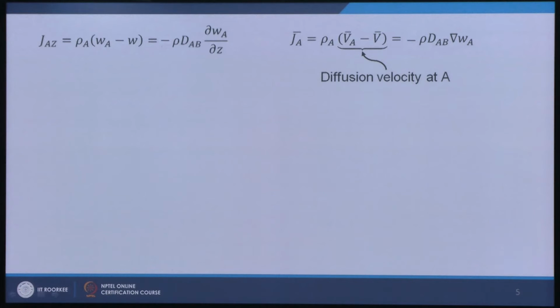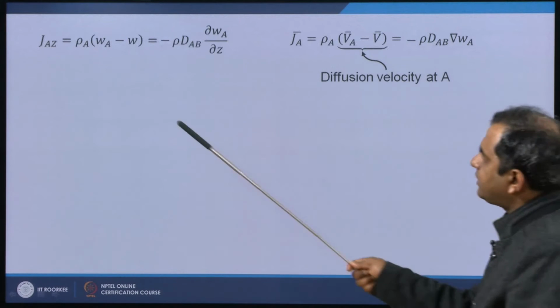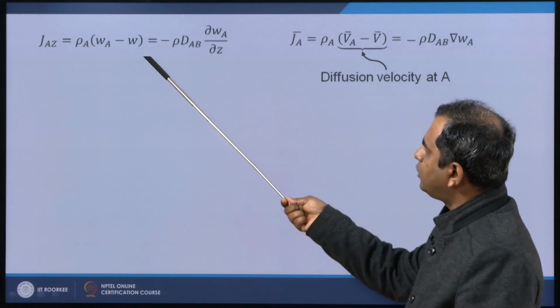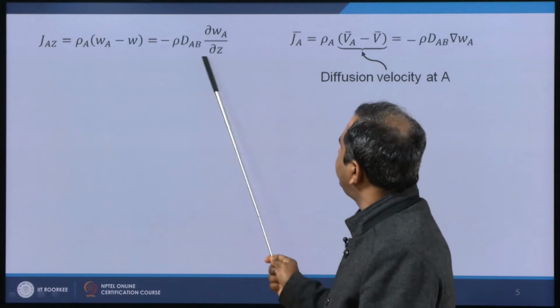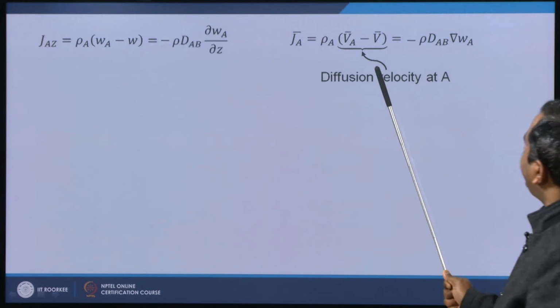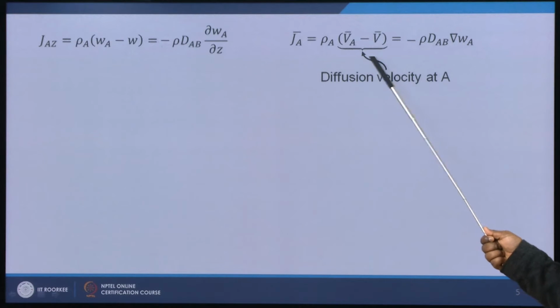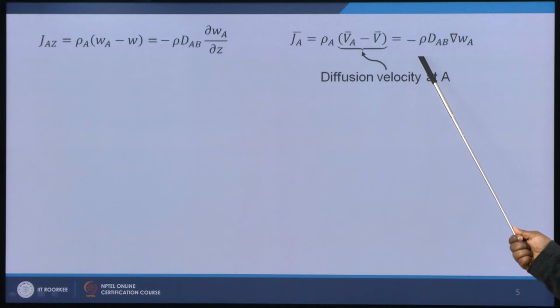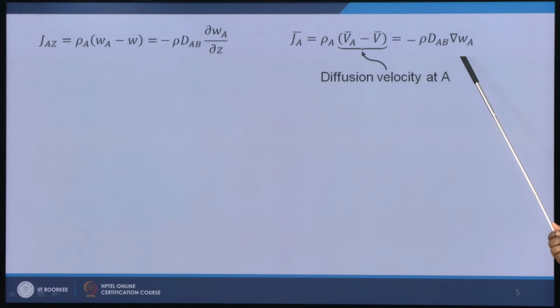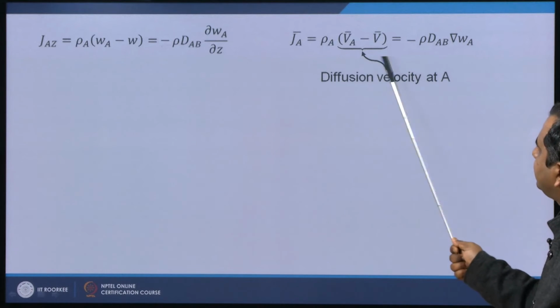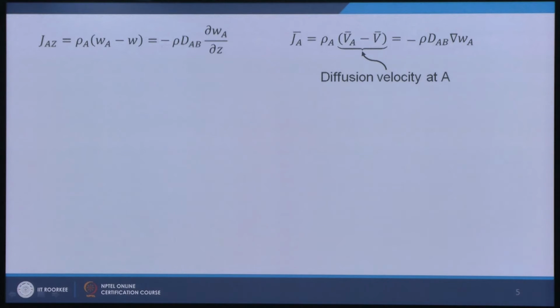Okay. Next, if we proceed further, then this mass flux can be written as rho A into VA minus V. So, if you take this component, here we can write J A is nothing but rho A into VA minus V, which is equal to minus rho into D AB into del WA. So, rho into D AB into del WA. Here, VA minus V is nothing but your diffusion velocity of A.